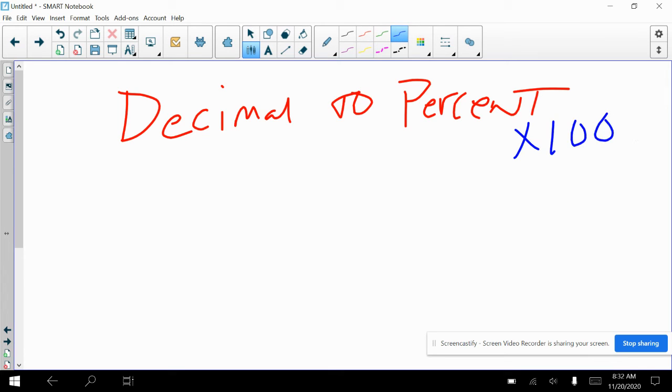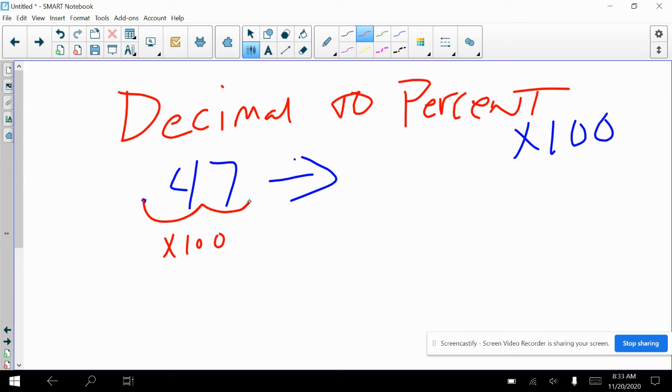Now, I will tell you this, this isn't hard. But the problem is where you will make your mistakes, I see it all the time: you will move the decimal the wrong way. That's really the only issue here in this lesson. So if you have 47 hundredths and you want to change that to a percent, you multiply by 100, which moves the decimal 2 places to the right, and you get 47%.